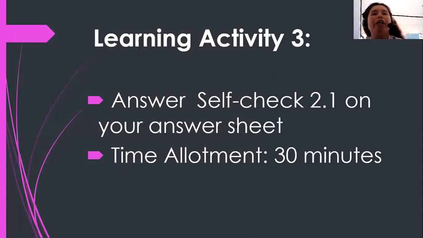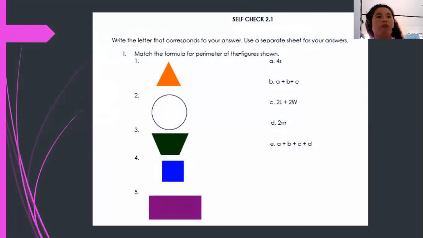Then let's go for the learning activity 3. Answer self-check 2.1 on your answer sheet. The time allotment is 30 minutes. So self-check 2.1. Write the letter that corresponds to your answer. Use a separate sheet for your answers. So match the formula for perimeter of the following figures. So these are the figures, and what would be the matching formula of number 1, number 2, number 3, number 4, and number 5.